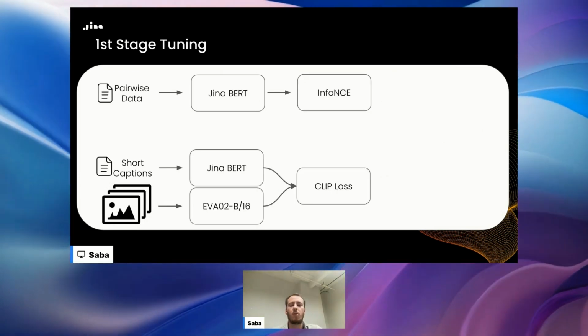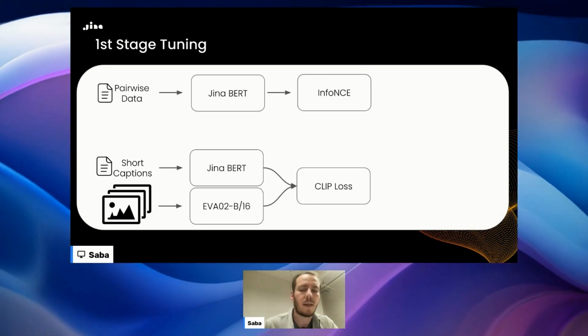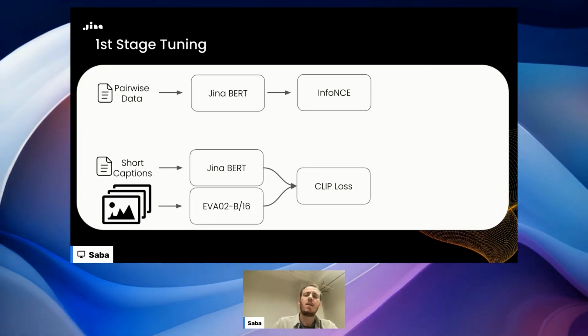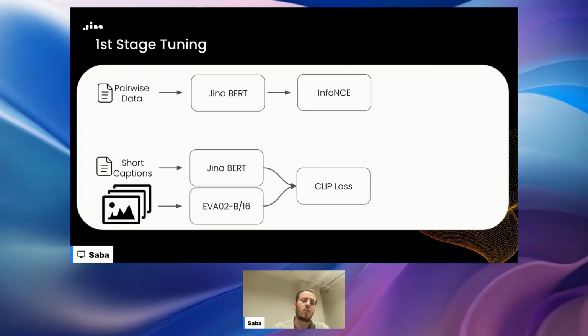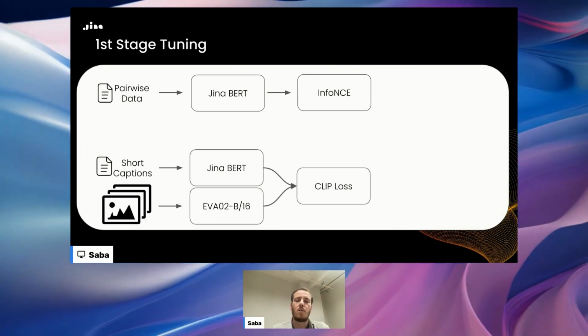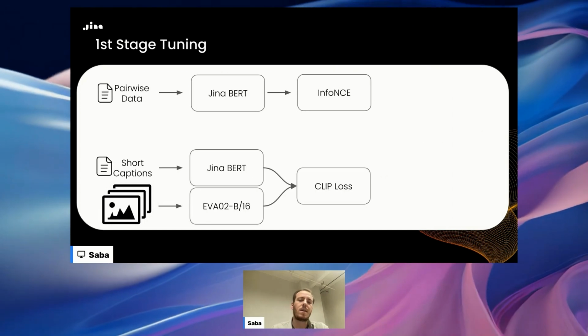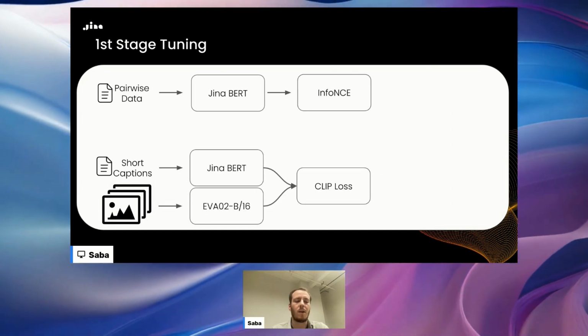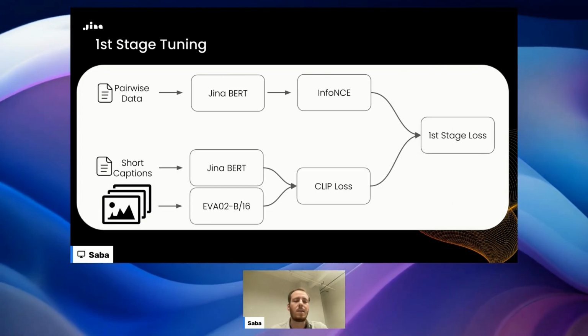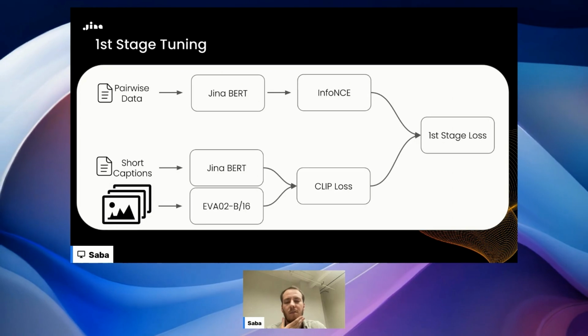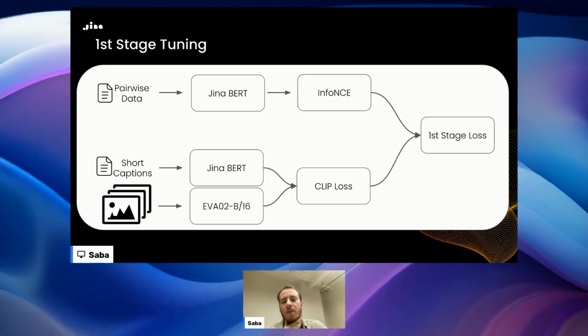So we train jointly on multimodal tasks, that is caption and image, and also we train on text pairs. From the text, we get an InfoNCE loss, whereas from the image-text pairs, we get a CLIP loss. I will tell you the difference in a moment. And combining these two losses, we get the final loss for our first stage.